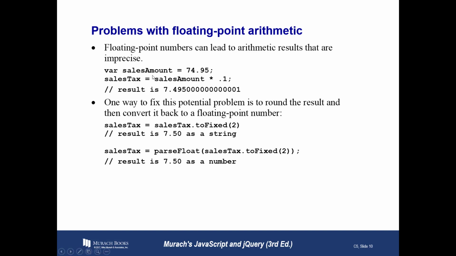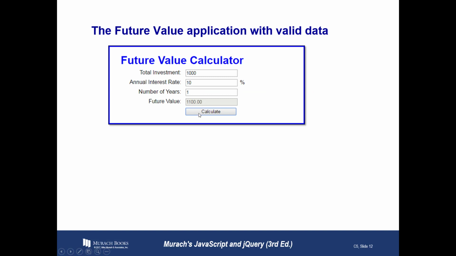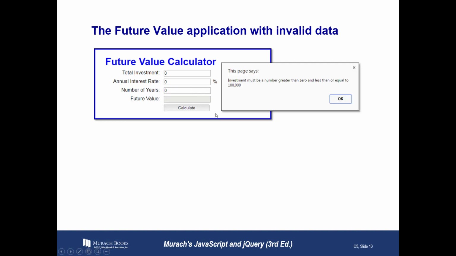All right, you can have floating point problems because floating point's not an exact science. Problems with local and global variables. Okay. So here we've got invalid data. How do you handle invalid data?